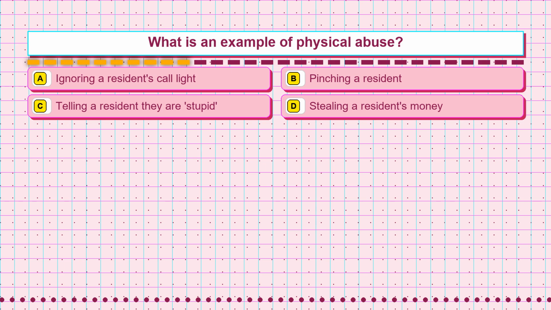Question 95. What is an example of physical abuse? Option A, ignoring a resident's call light. Option B, pinching a resident. Option C, telling a resident they are stupid. Option D, stealing a resident's money.